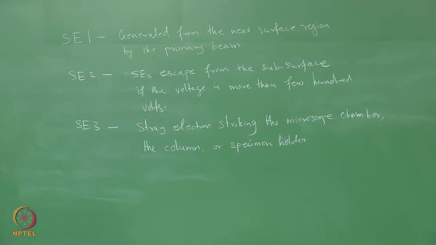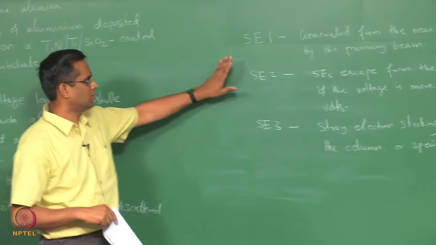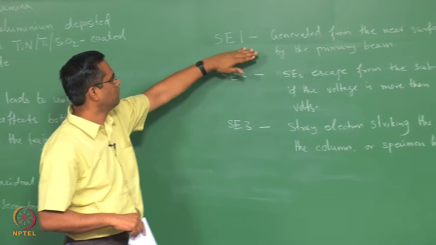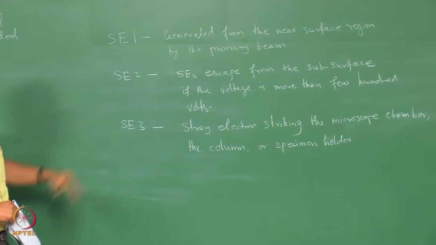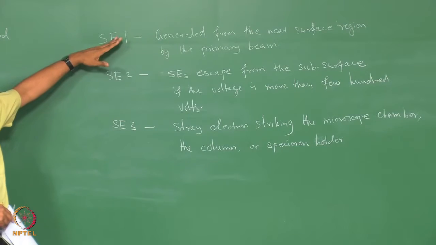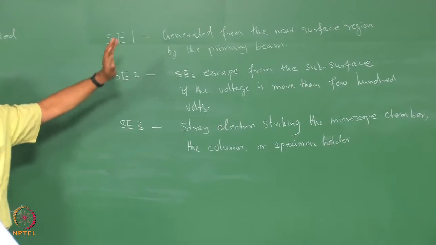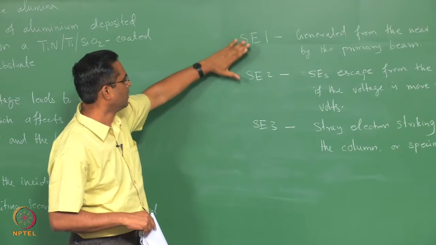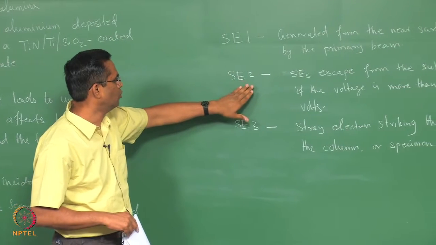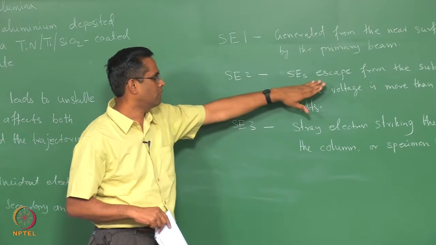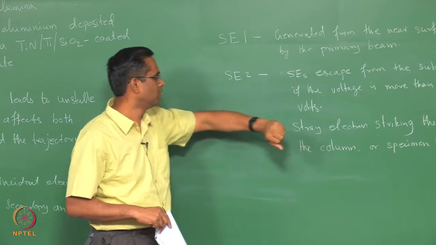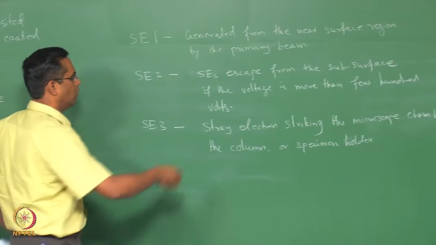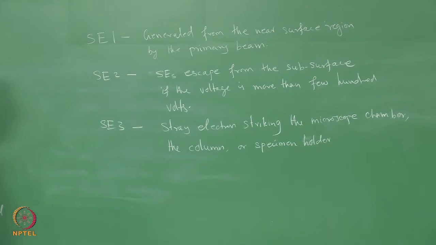So, what I have written here is nothing but what we have already discussed in the theory classes. You have the SE1, which is generated from the near surface region by the primary beam, which is primarily responsible for obtaining surface topography. You can just go through the lecture again. And then you have some SE2, which come from the subsurface and then escape to the detector, and this is primarily observed when the voltage is more than a few hundred volts.